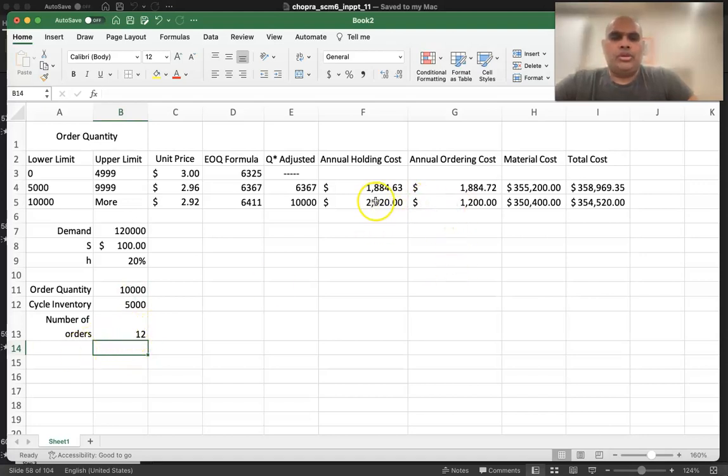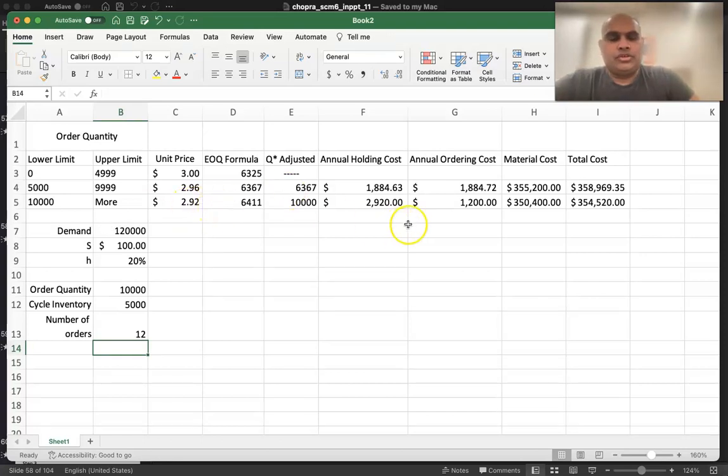And then the annual holding cost is 2,920. Annual ordering cost is 1,200. Material cost is 350,400. Total cost is 354,520. I don't have to write those numbers. We already have those numbers, right? And that's it. So that is the case where you're giving quantity discounts for all the items.